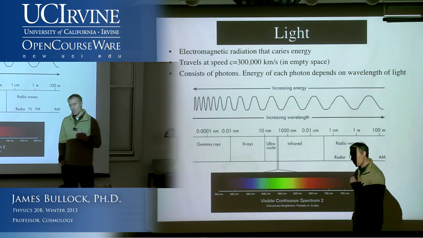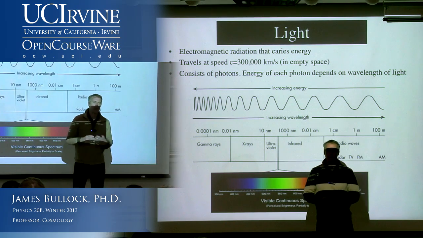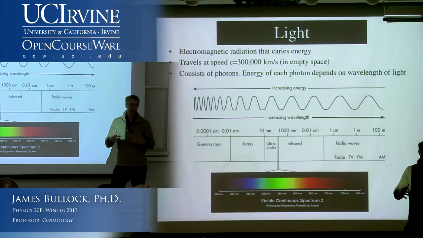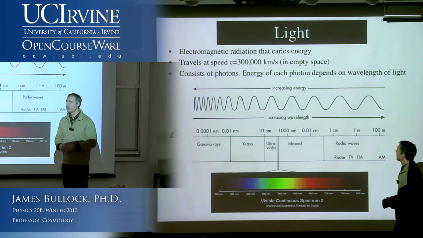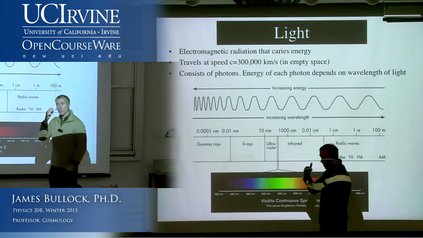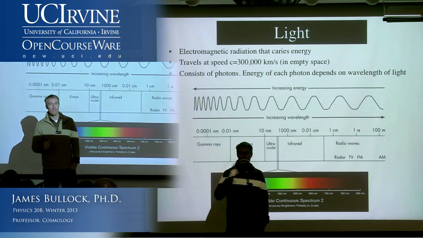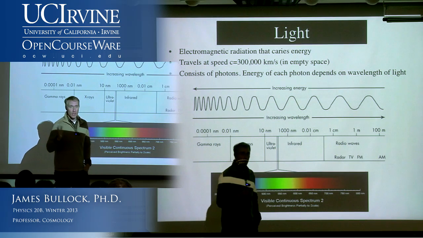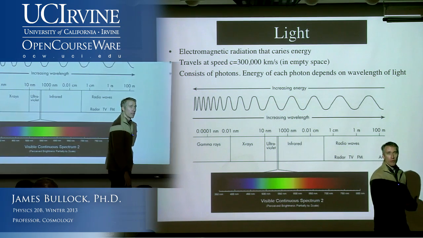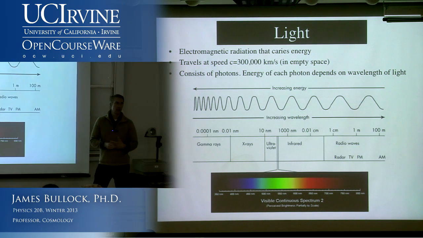It also consists of photons. Although it has a wave-like character, it also has a particle-like character. The photons are the things that carry the energy. You can think of them as the things that deliver the energy in light. And the energy of each photon depends on the wavelength of the light. Longer wavelength light, like radio waves, has low energy photons, and shorter wavelength light has very powerful photons. So gamma rays are made up of very powerful, energetic photons.